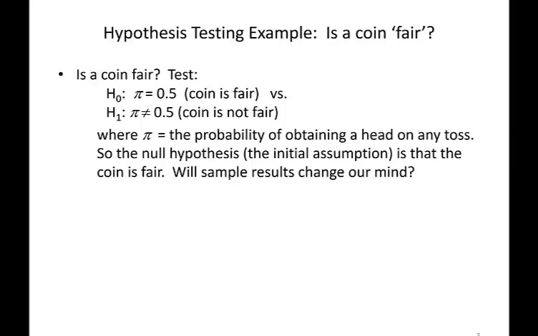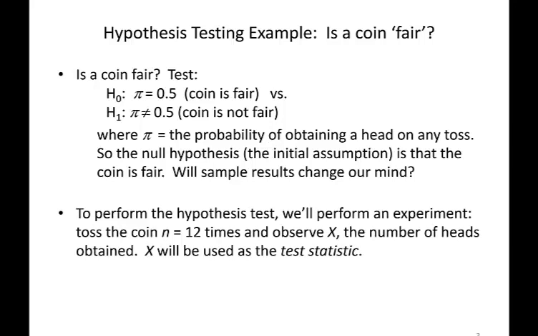Let's look at another example that's not quite as meaningful or impactful in somebody's life, and that is testing whether a coin is fair. So the null hypothesis we would have is that the coin is fair. That's business as usual, and I don't have any real reason to believe it's not fair. So we'll say that's the null hypothesis. And the alternative hypothesis says then that the coin is not fair, or pi, the probability of obtaining a heads on any toss, is not 0.5. And the null hypothesis is that that value of pi is 50%.